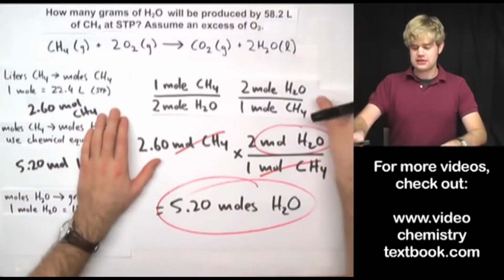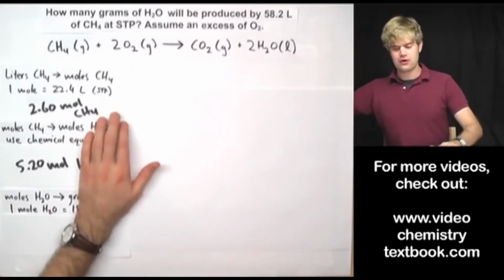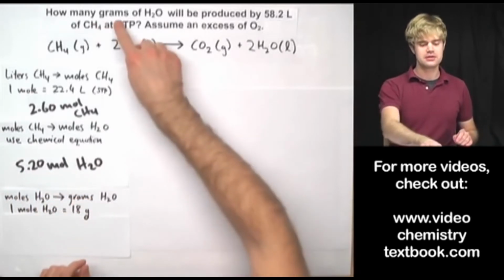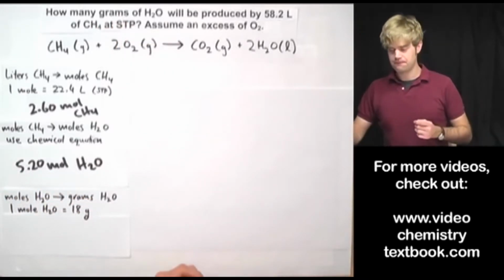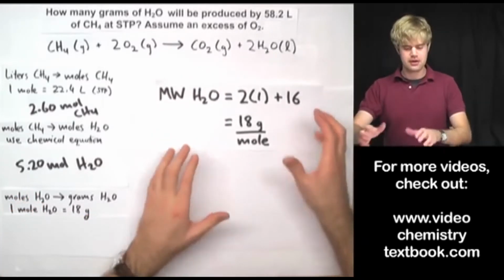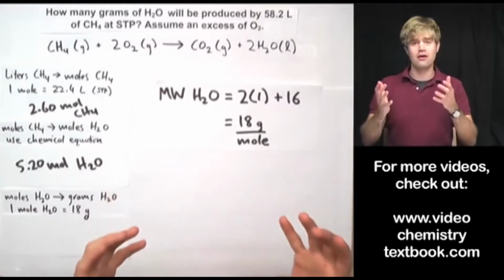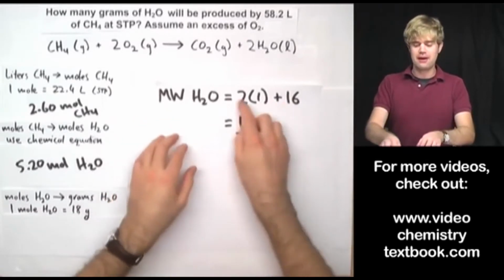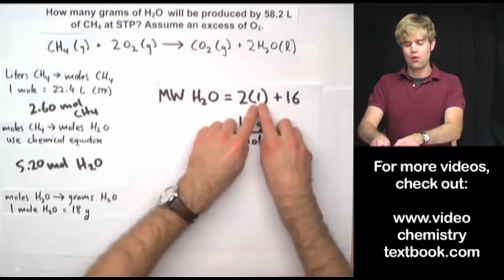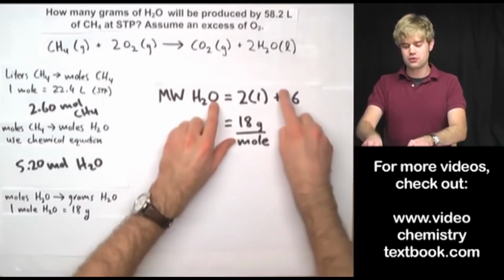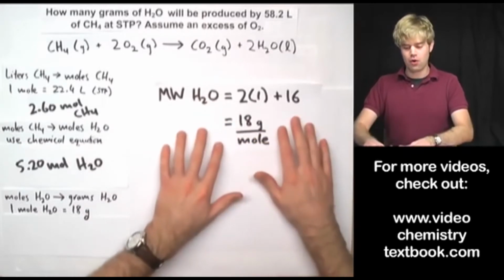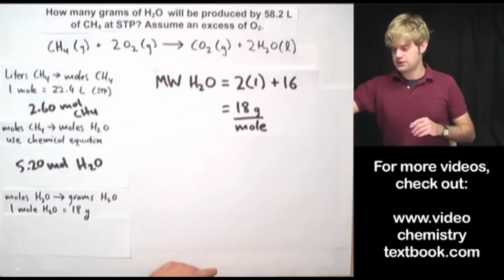Now the last thing that I need to do is find out the mass in grams of 5.2 moles of H2O, because that's what my question asks me. In order to do that, I'm going to have to use the molar mass, which tells me the weight of 1 mole of water. I do that by adding up the weights of the individual atoms. I have 2 hydrogens, which weigh 1 each, plus 1 oxygen, which weighs 16. Add this up, and I get 18 grams is how much 1 mole of water weighs.